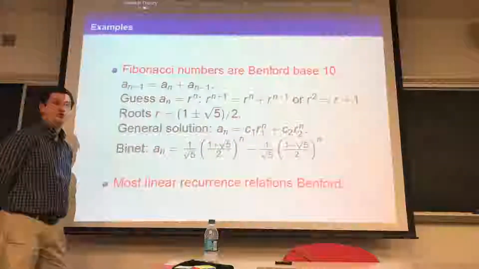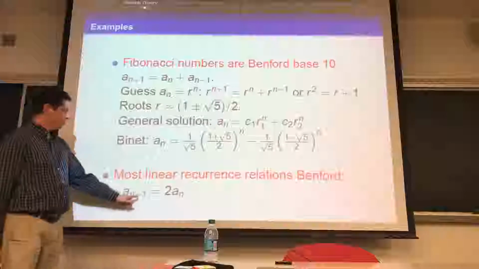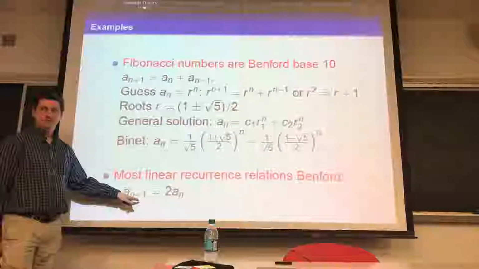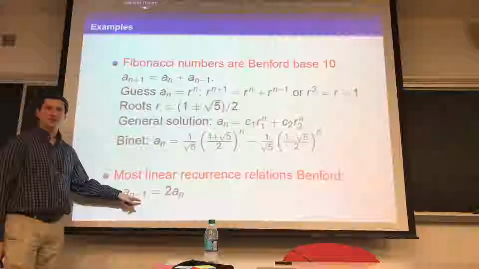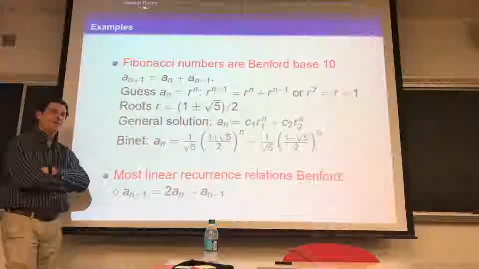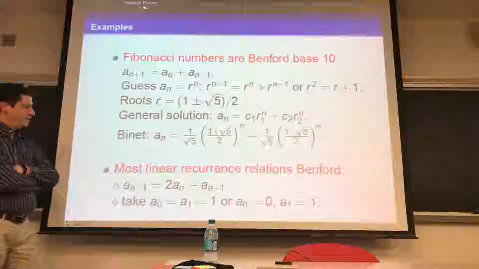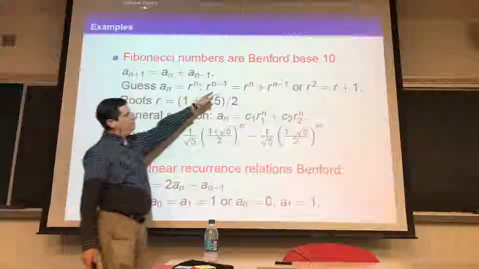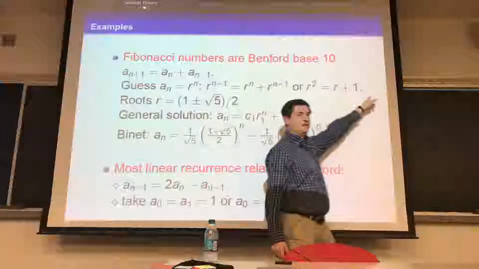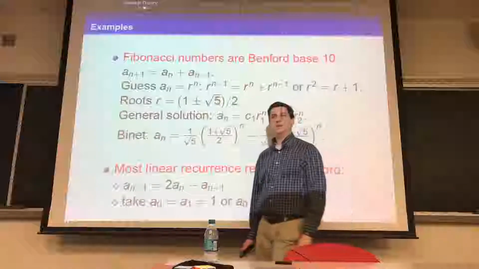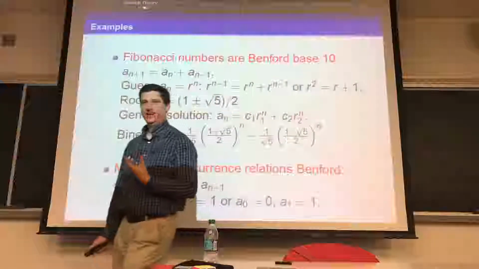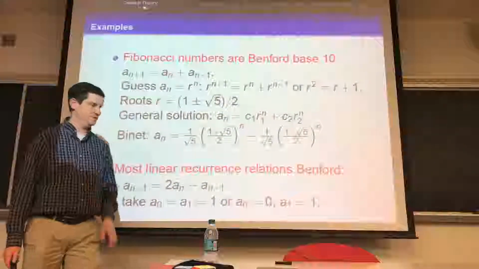Most linear recurrence relations are Benford. So here's our doubling. That's Benford, from the log of 2 base 10 being irrational. This one is not Benford. And the reason is if you try to solve it, the recurrence relation generates a characteristic polynomial, and the roots of that are a double root of 1. And 1 to the n has different behavior.